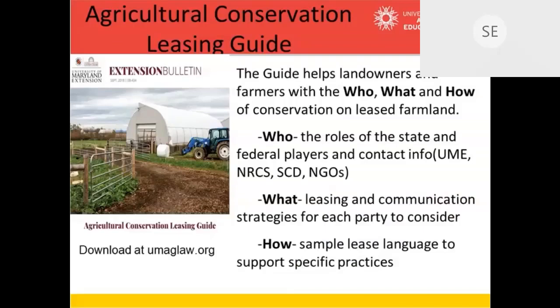So who explains the roles of the state and the federal players, so it explains the role of University of Maryland Extension, NRCS, soil conservation districts, and non-governmental organizations. The what is the leasing and communication strategies that parties can use, and the how is sample lease language for commonly used conservation practices so that folks can use that language in their lease in consultation with their attorney.